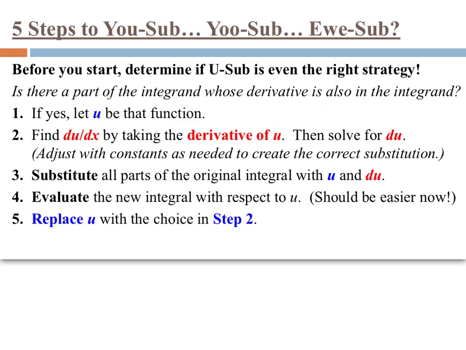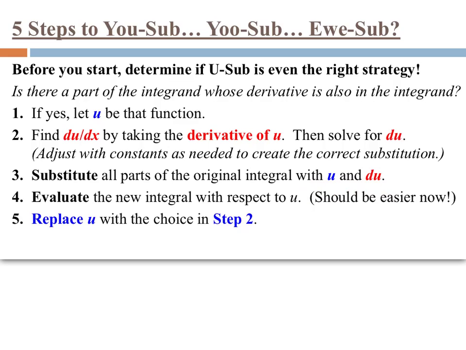So step 1, set u to be the function that shows up in the integrand whose derivative is also there. Then take the derivative of u with respect to x, and then solve for du. For right now, all that involves is multiplying both sides by dx. Later on this week, it's going to be a little different when we figure out how to make the substitutions work. Finally, substitute all the parts of the original integral using only the pieces with u and du involved.